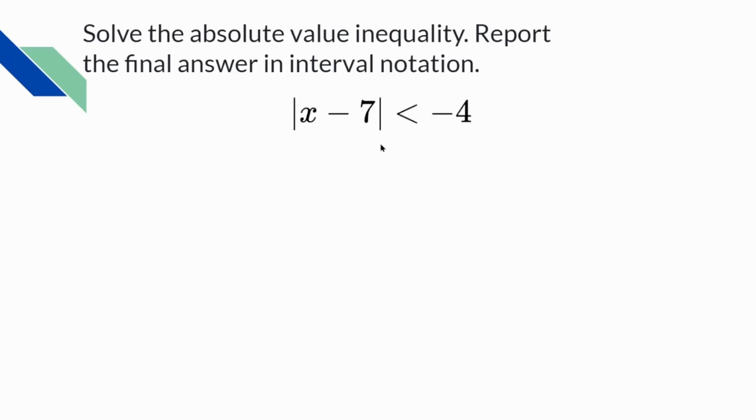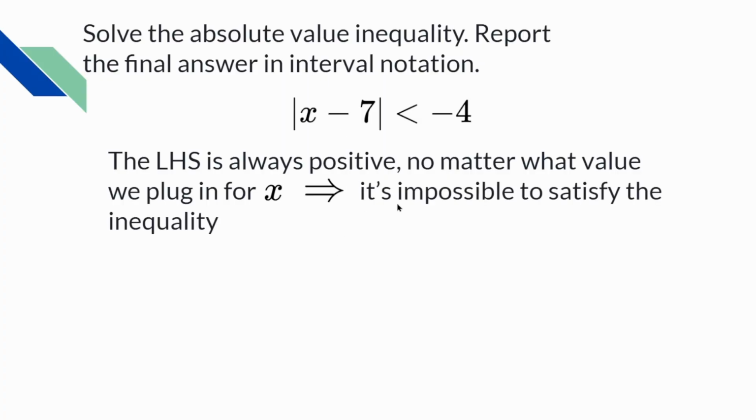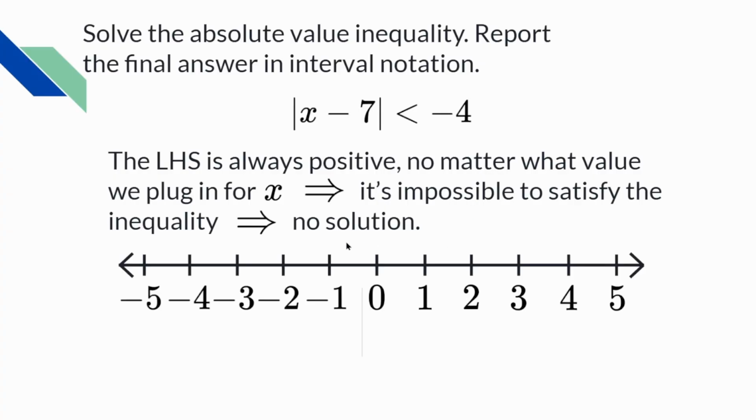All right, here we have the absolute value of x minus 7 is less than negative 4. All right, this looks fishy, right? There's something weird about this, okay? The left-hand side is always positive, no matter what value we plug in for x, okay? The left-hand side is an absolute value. Remember, an absolute value always gives us a positive number, okay? So that means it's impossible to satisfy the inequality, all right? A positive number being less than a negative number is never true, okay? It's never true. So it's impossible to satisfy the inequality, which means there's no solution, okay?